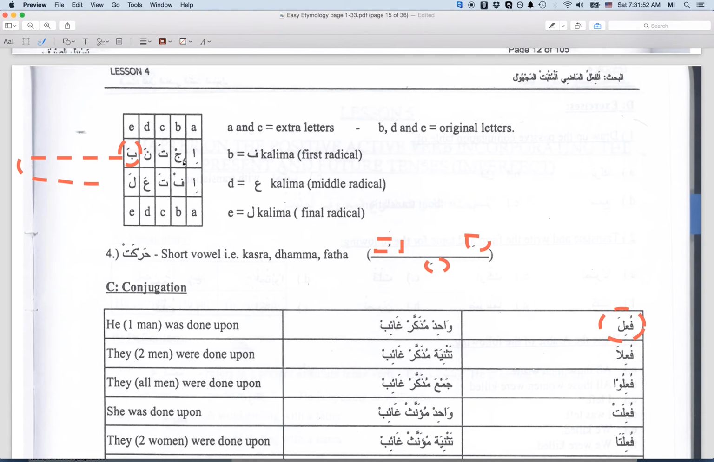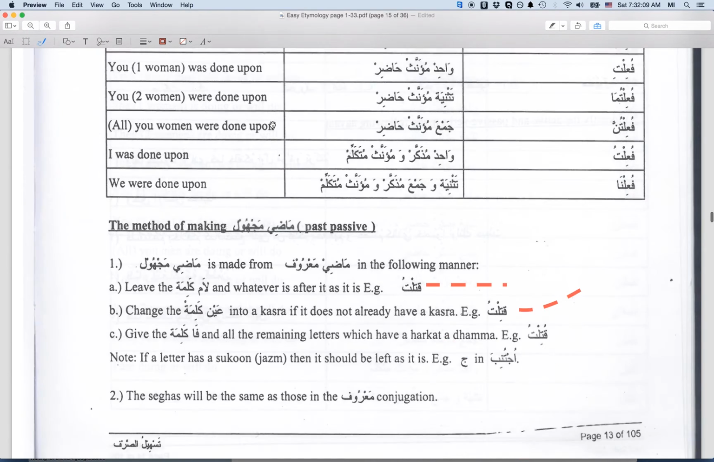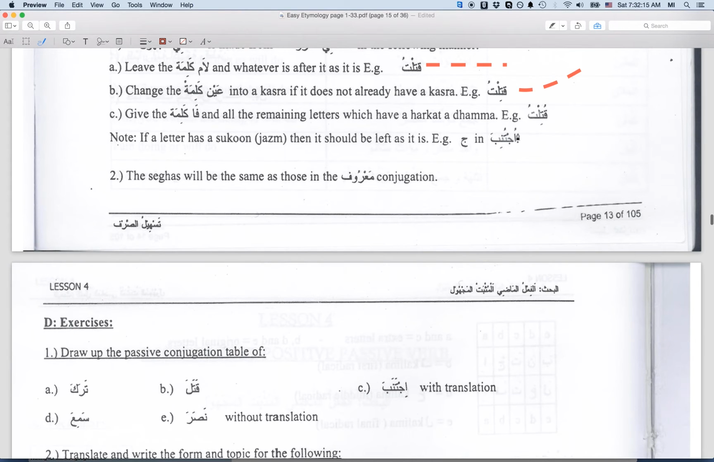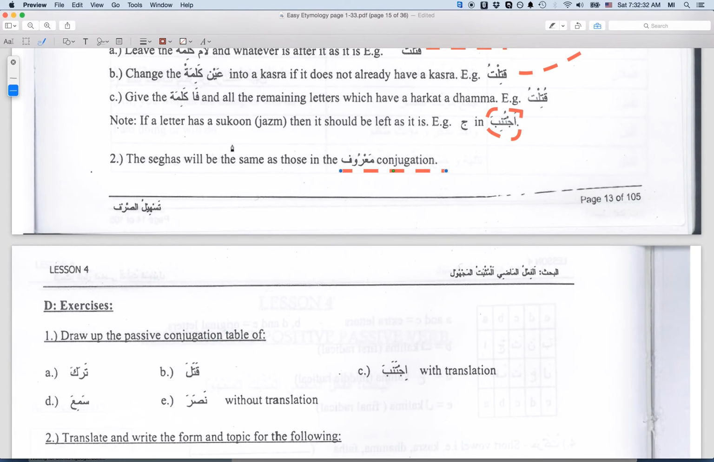So ijtanaba at first became ijtanaba, remaining as is because the last letter you leave as is. Next, rule number 2, ijtaniba. And the final rule gives ujtuniba. So ijtanaba became ujtuniba. Again, it will be ujtuniba, ujtunibu, ujtunibat, ujtunibata, ujtunibna, ujtunibta, ujtunibtuma, ujtunibtum, and so on. The sigas follow the same rule as the ma'ruf conjugation, the same way.